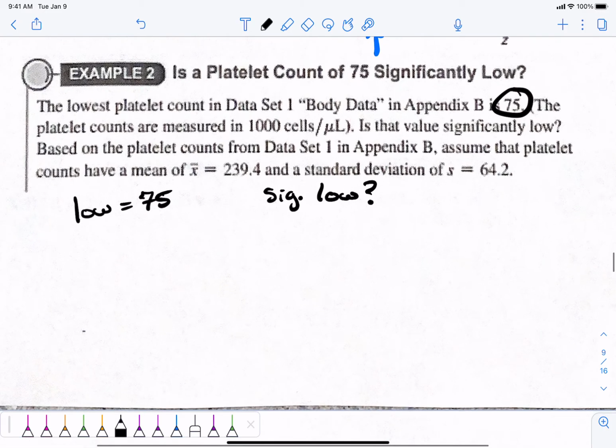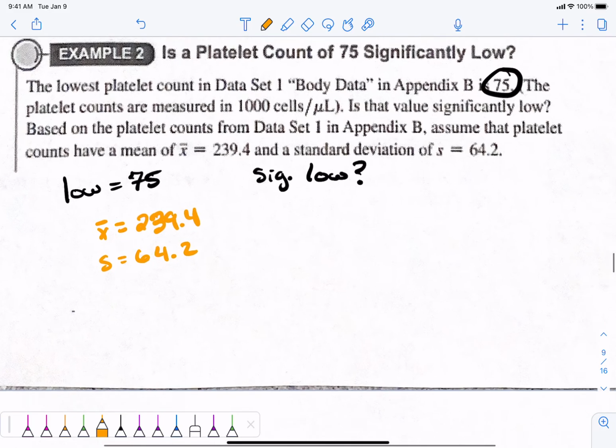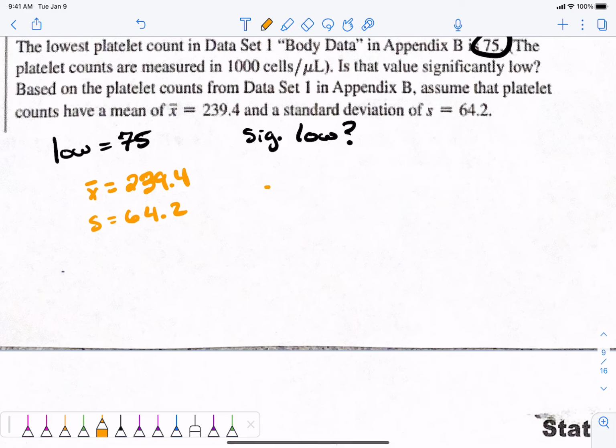The average for those values, can you find that number? Yeah, 239.4. The standard deviation is 64.2. Okay, so let's figure this out. We're doing Z-score. We're going to calculate the Z-score, right? Okay, and for the Z-score we do what? X. What's X?